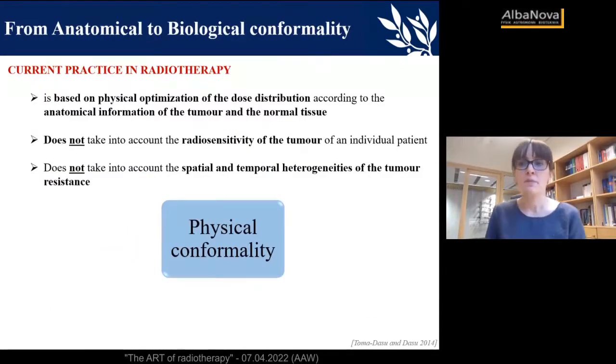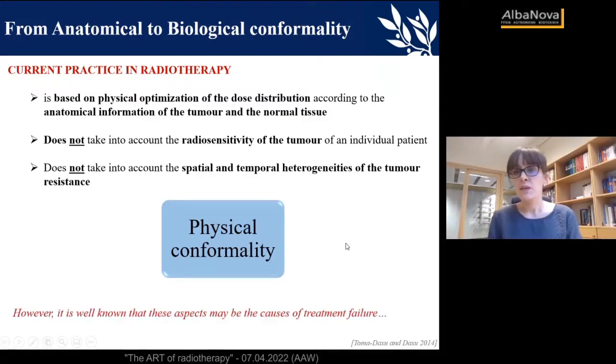But what is the current practice in radiation therapy nowadays? Nowadays, the current clinical practice is only directed towards a physical optimization of the distribution of dose according to the anatomy of the target and of the normal tissue. However, we know very well, and evidence is accumulating, that there are other aspects that come from the biology of the tumor that should be taken into account.